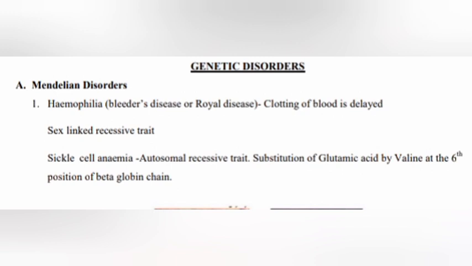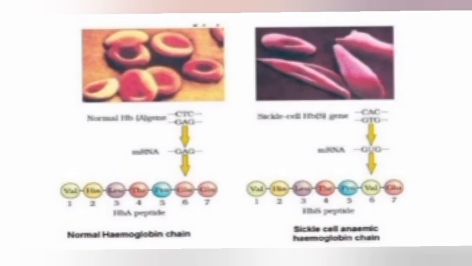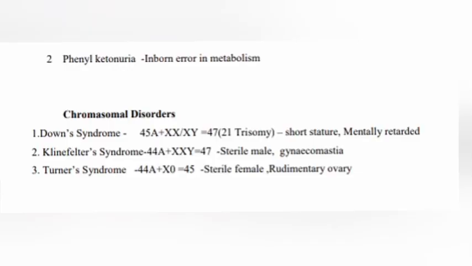Substitution of glutamic acid by valine at the 6th position of the beta globin chain. Picture of normal hemoglobin chain and sickle cell anemic hemoglobin chain. Phenylketonuria, inborn error in metabolism.